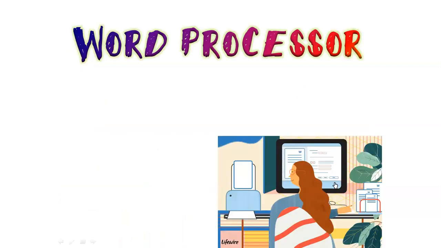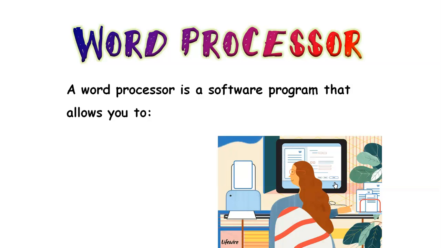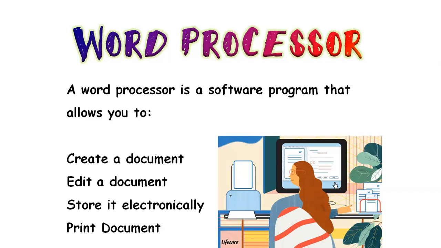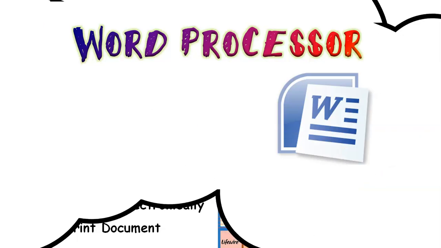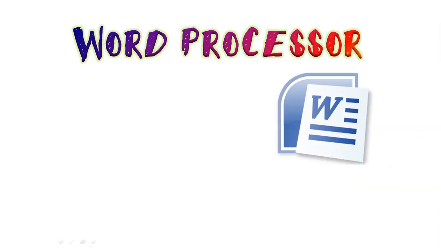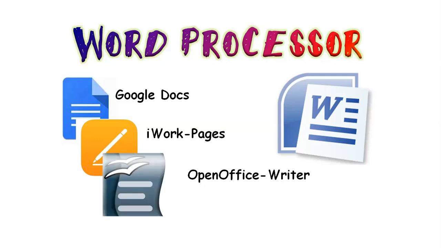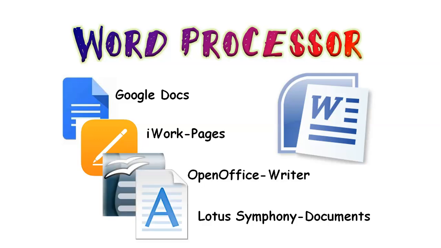So what is a word processor? A word processor is a software program that allows you to create a document, edit it, store it electronically, and print your document. Microsoft Word is the most commonly used word processor, but there are other alternatives like Google Docs, iWork Pages, OpenOffice Writer, and Lotus Symphony Documents. So just as you use your Microsoft Paint for drawing, we use Microsoft Word for writing.